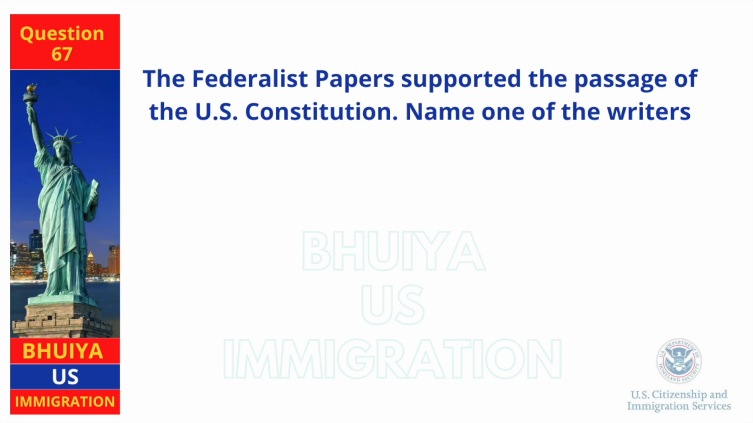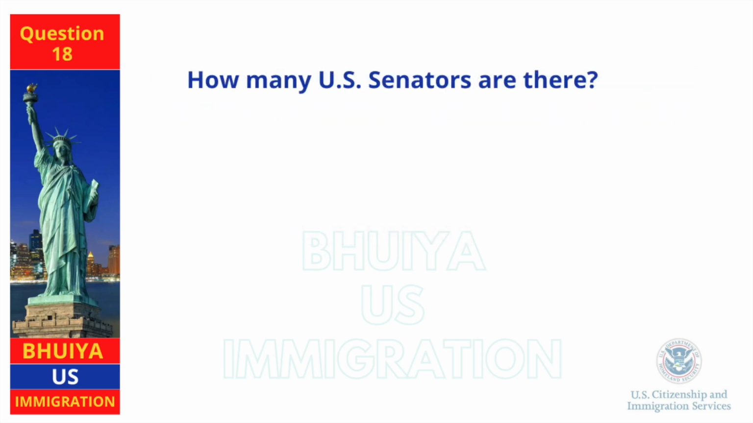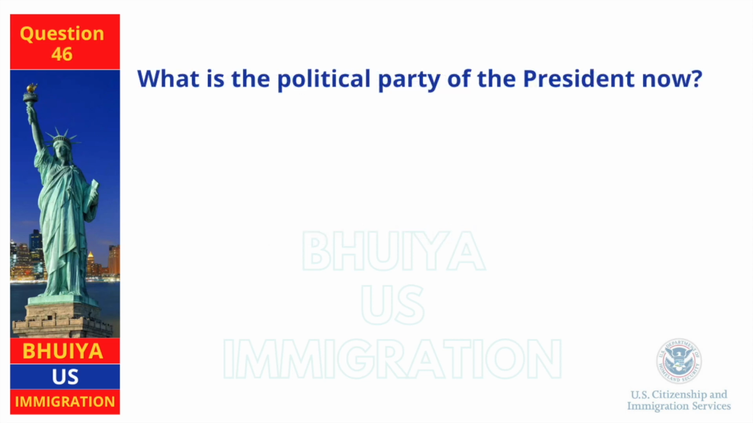The Federalist Papers supported the passage of the US Constitution. Name one of the writers. James Madison. How many US senators are there? 100. What is the political party of the president now? Democratic Party.